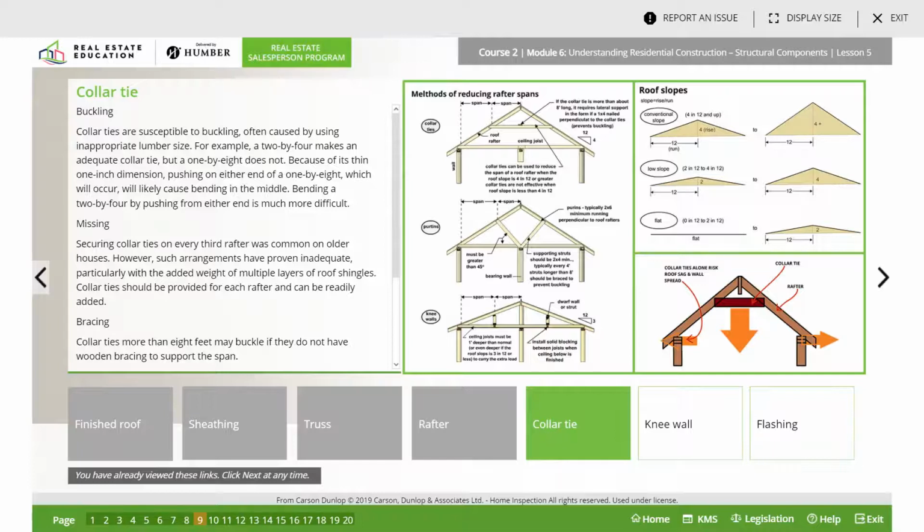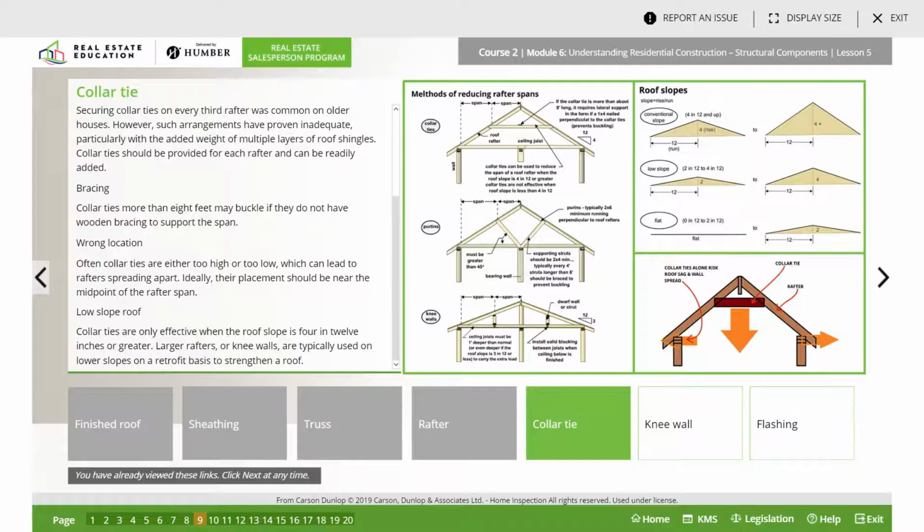Buckling can be caused by using inappropriate lumber size, and securing collar ties on every third rafter was common on older houses. However, such arrangements have proven inadequate, particularly with added weight of multiple layers of roof shingles. Wrong location. Often collar ties are either too high or too low. Low slope roof. Collar ties are only effective when the roof slope is 4 in 12 inches or greater.